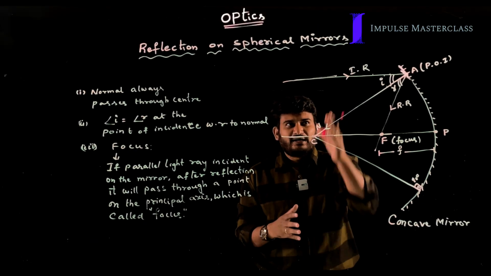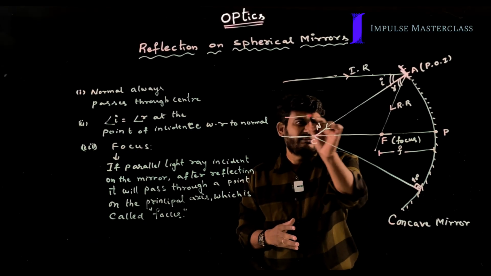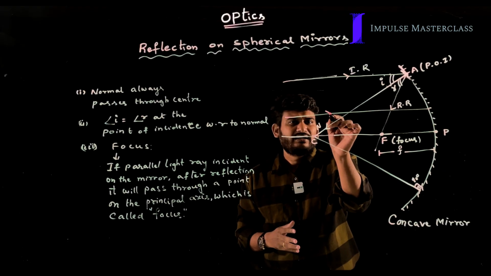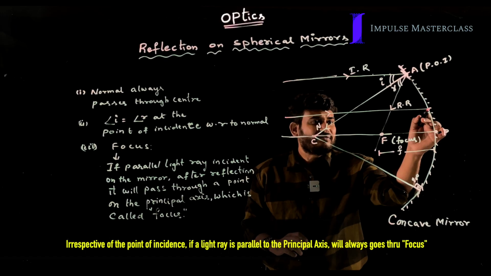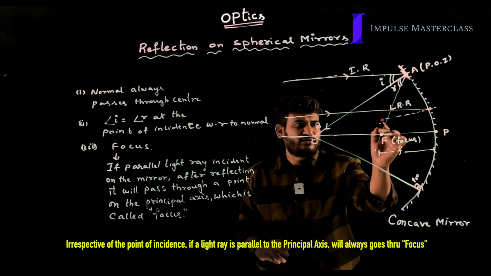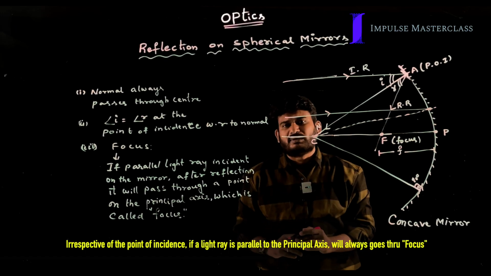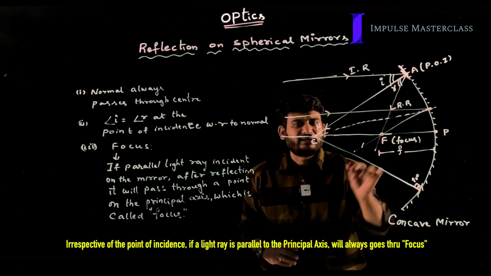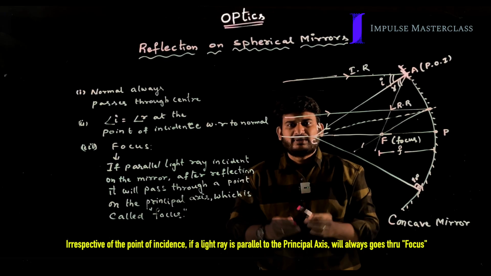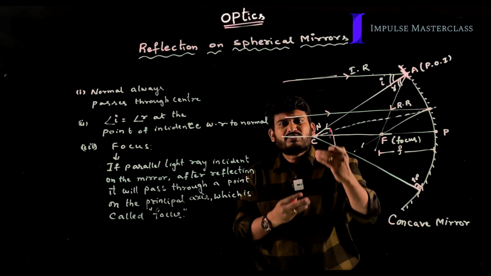Remember students, not only here, if you take anywhere, for example, another parallel ray which is a certain amount lower compared to the previous one, even then, first of all you have to draw the normal, which always passes through the center. After reflection, it always passes through this focus only. That remains always the same. It doesn't matter how much height the ray is coming from.